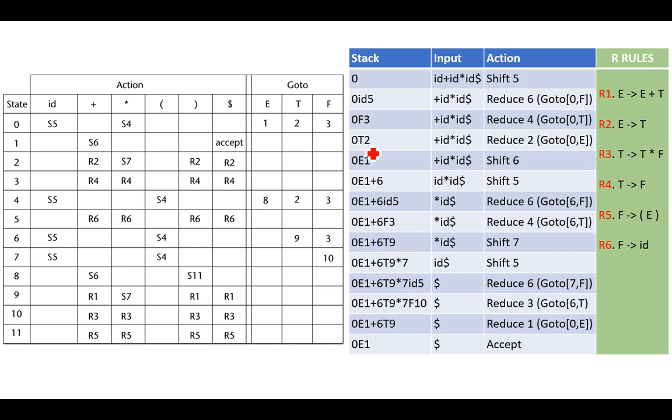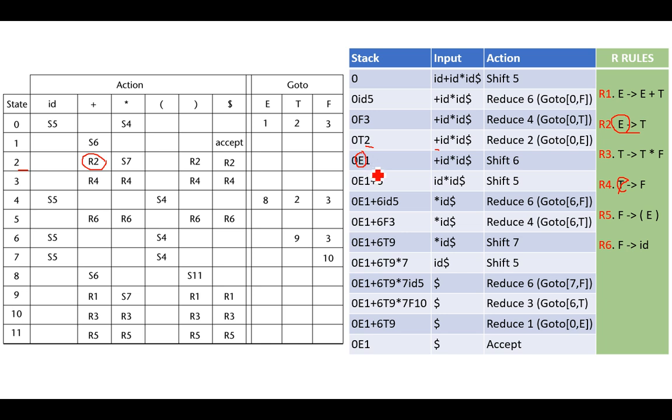So again, we proceed further. 2 and plus. We check state 2 and then plus. It tells us that we should use reduce rule 2. So reduce rule 2 tells us that actually the T, which we found here, was produced by E. So that's the next thing we do. We replace T with E.